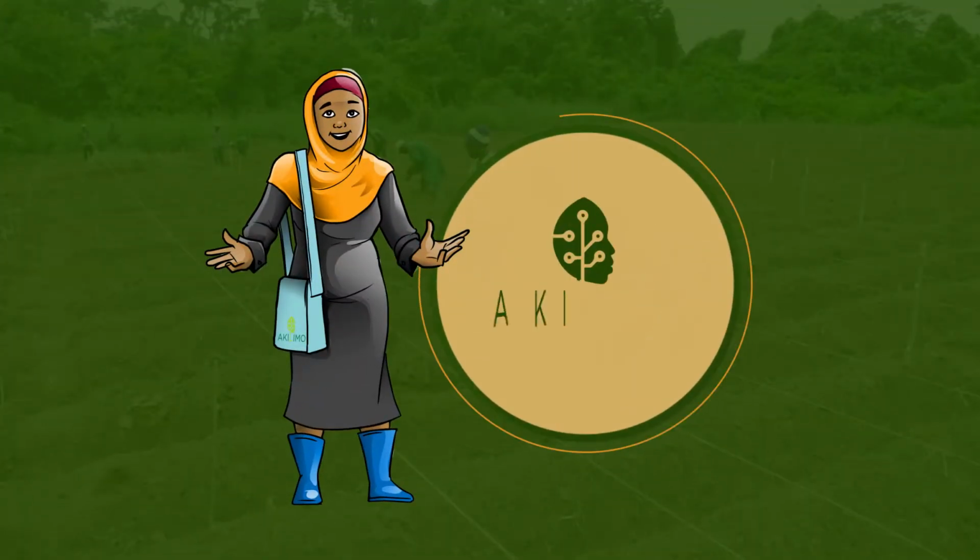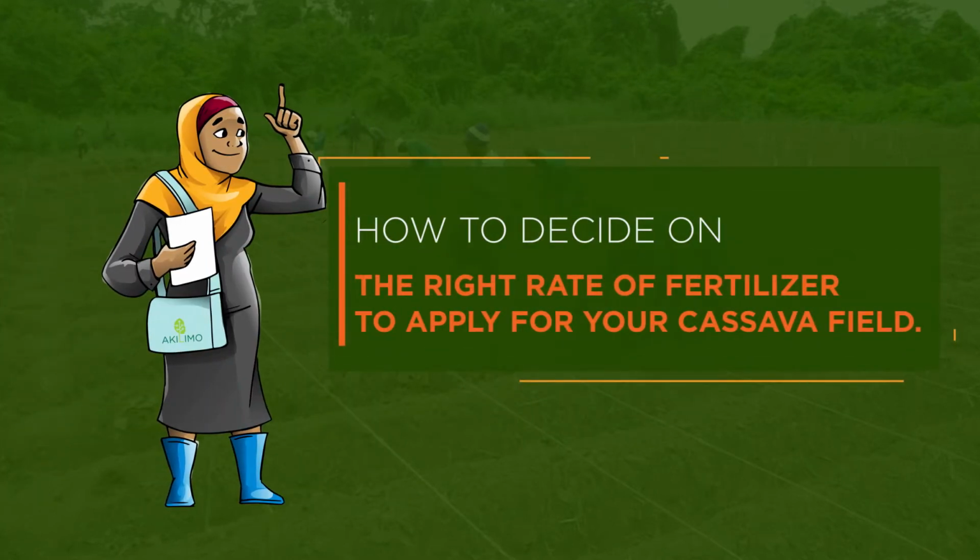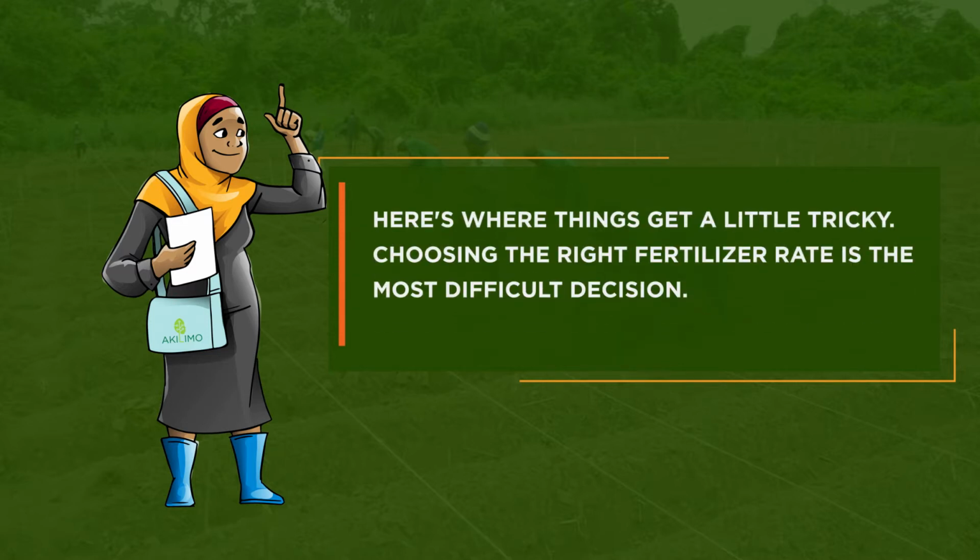Welcome back to Akilimo. In this video, we will start talking about how to decide on the right rate of fertilizer to apply for your cassava field. Here is where things are getting a little tricky. Choosing the right fertilizer rate is the most difficult decision. There are 3 things that you need to carefully consider.